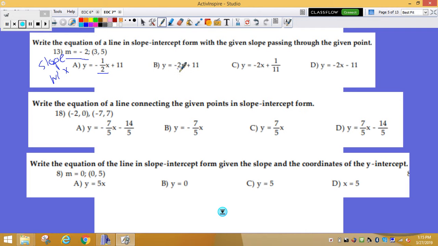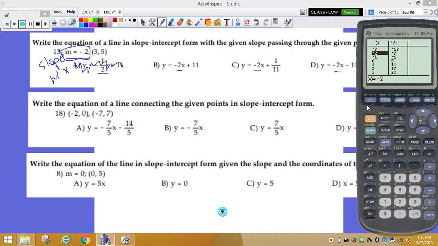So that's my slope, that's my slope, that's my slope, that's my slope. So the slope has to be -2, which means A is automatically out. Now, to figure out which one goes through that point, I'm going to pull up my awesome calculator. I'm not doing any math. I'm going to type in -2x plus 11. That's B. I'm hitting second graph. And I want to see if it goes through the point 3, 5. Well, looky right here. It sure does. That's my answer.